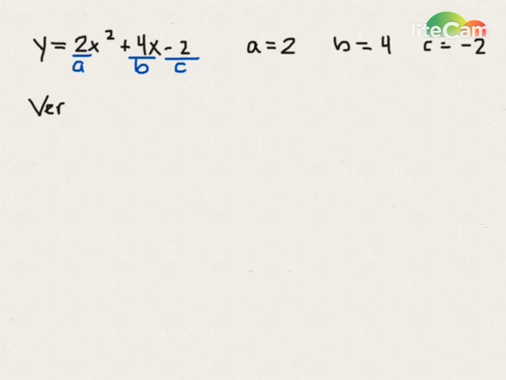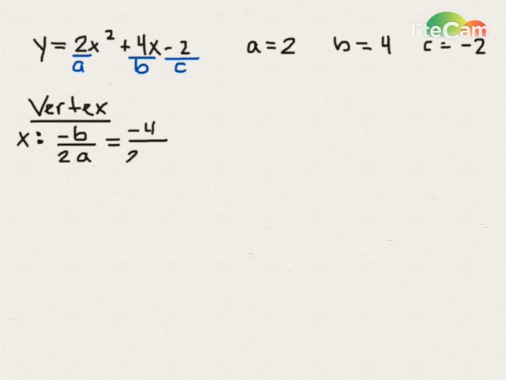Next, we want to find our vertex. The x-coordinate of the vertex is found by using the formula negative b over 2a. All we have to do is plug in our b and a. Since b is 4, we can put negative 4 over 2, and a is 2. So that becomes negative 4 over 4, which is negative 1.